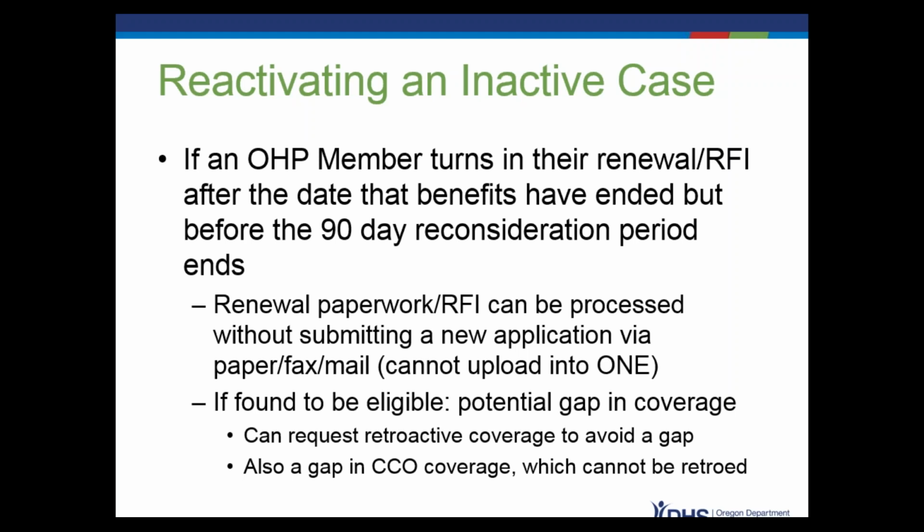If people are found to be eligible, there is a potential gap in coverage. You can request retroactive coverage to avoid that gap. Say if someone's benefits ended at the end of December, but they don't turn in their renewal paperwork until, let's say, midway through February. There will also be a gap in CCO coverage, and we cannot retro that the same way we can retro OHP coverage.